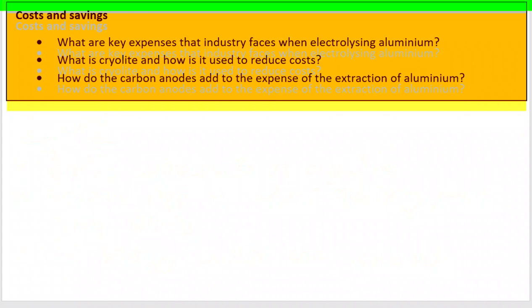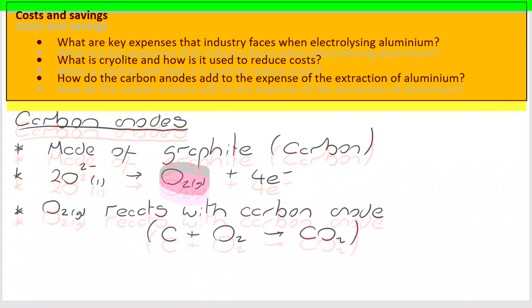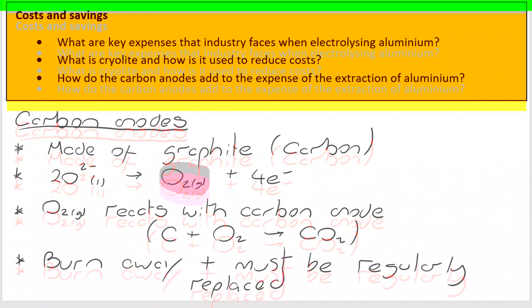And finally, how the carbon anodes add to the expense. So the carbon anodes, they're made of graphite. They are pure carbon. The equation that I'm showing here is what happens at that electrode. We're making oxygen gas. The oxygen gas at very high temperature will react with the carbon anode, and that means we're going to burn that carbon anode away, and so we have to regularly replace them. So we've got the additional costs of replacing those electrodes.